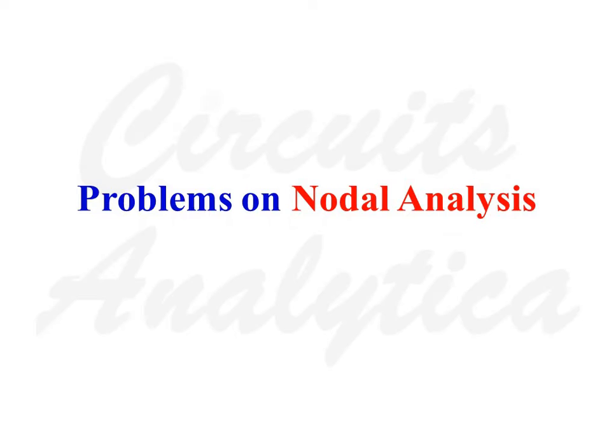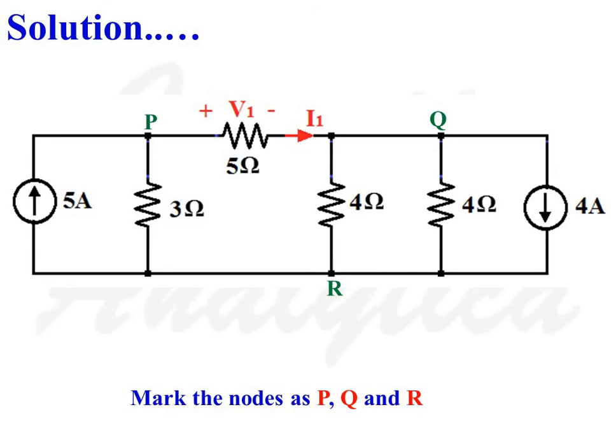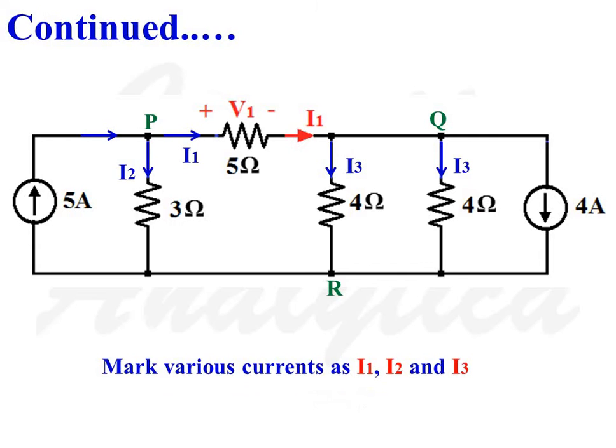In this tutorial, we will discuss a problem on nodal analysis. For the following network, find V1 and I1. Mark the nodes of the network as P, Q and R. Mark various currents as I1, I2 and I3.